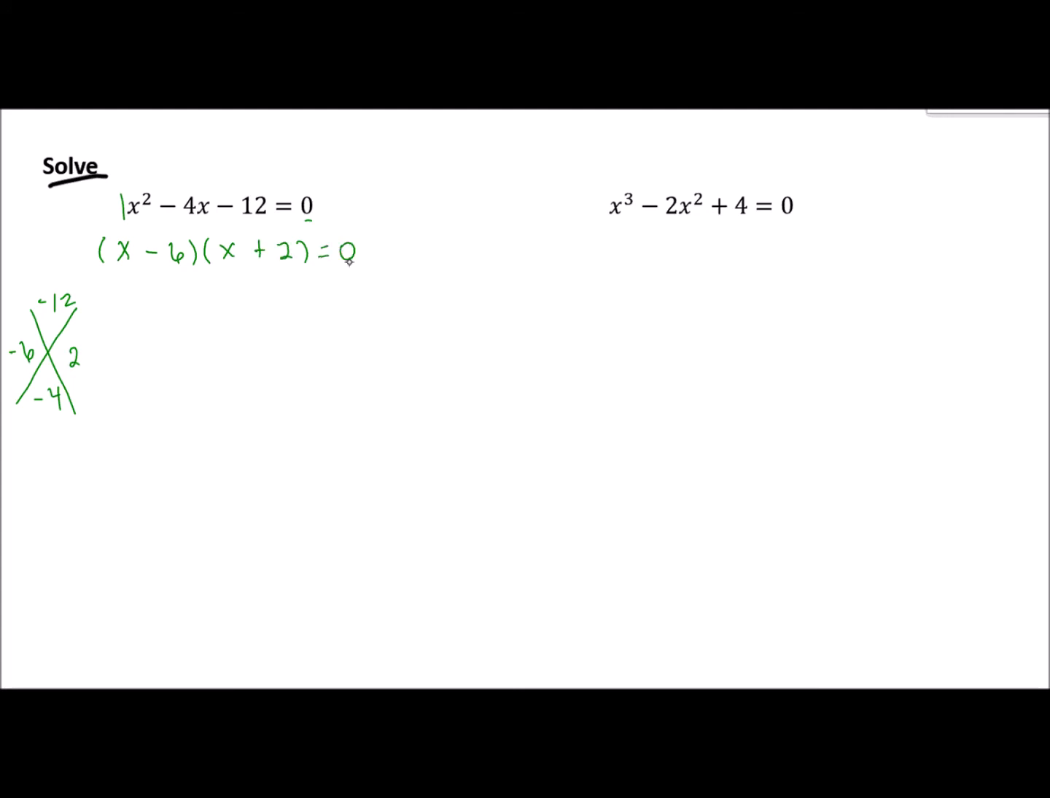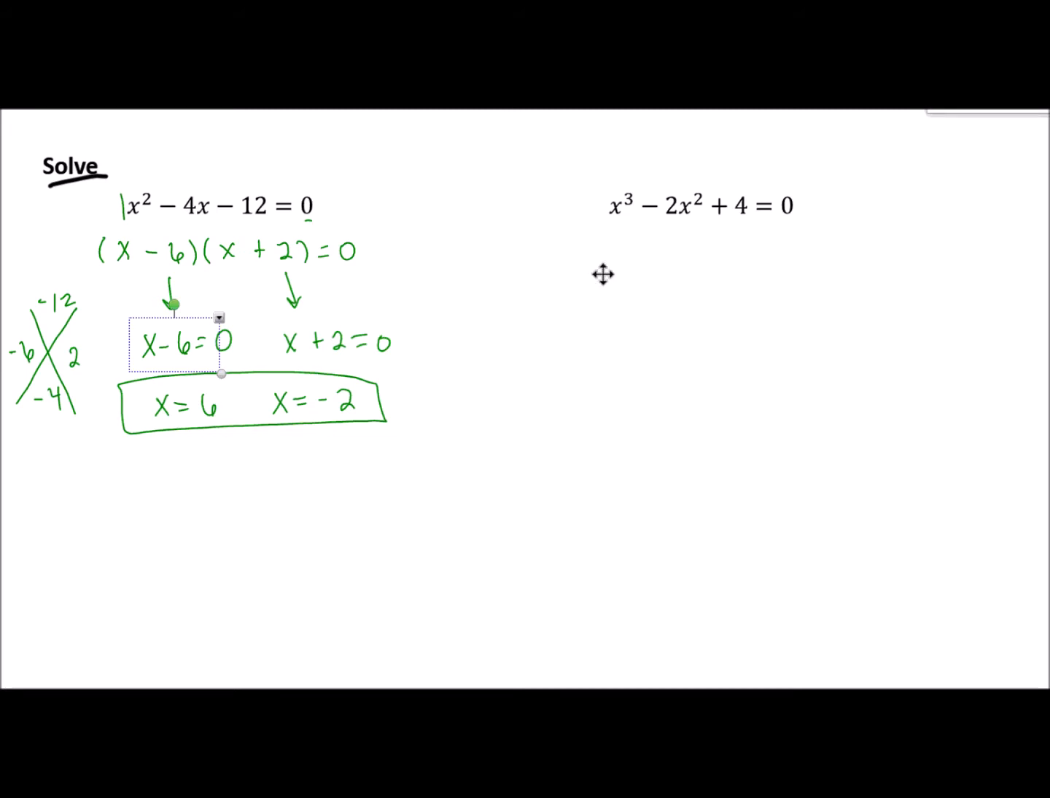Now that is set equal to 0. Each one of those gets a possibility of being equal to 0. So x equals 6, x equals negative 2. Now doing that with a quadratic, we have all the methods we need, right? We have the 4 methods you can use: factoring if possible, square root method if possible, completing the square, and that handy dandy quadratic formula.